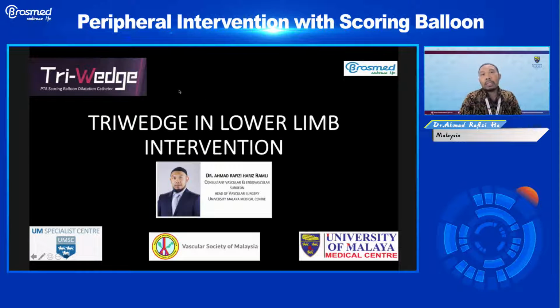So I'm going to talk about tri-wedge in lower limb intervention. Just to make a disclosure, I don't have that many experience using this device in the lower limb, because one, it's fairly new in the market. Two, because of the COVID pandemic, our cases are fairly low, because of the high number of COVID in my hospital, we have to send them out. So for these past few months, I only managed to collect maybe two, and just now we used another one. So yeah, not many actually. I just want to share my experience, and then maybe we can discuss about it.